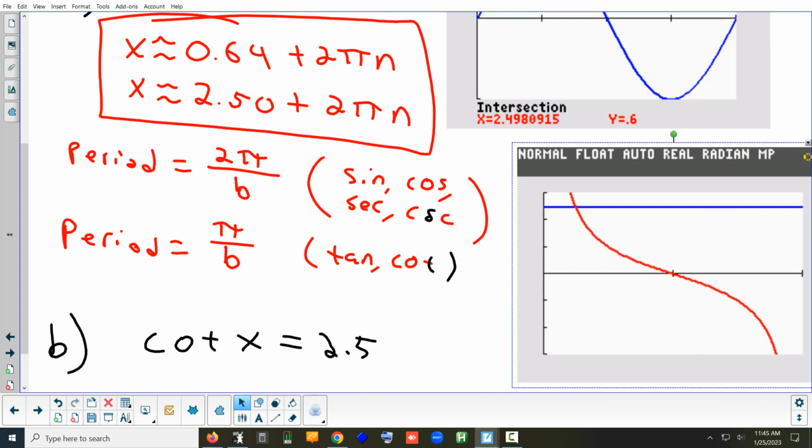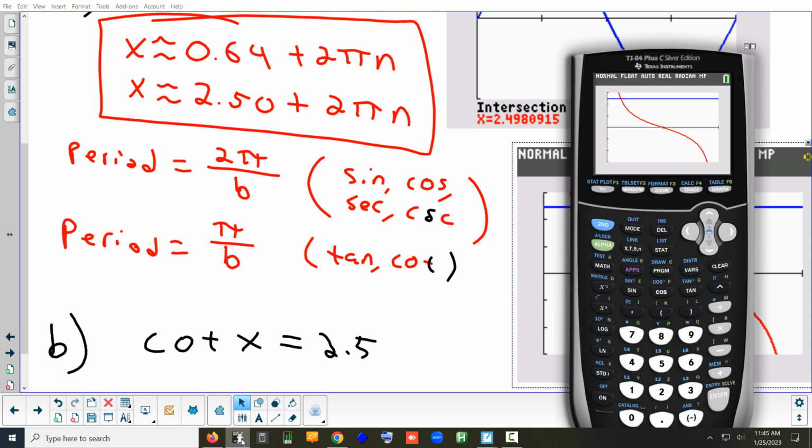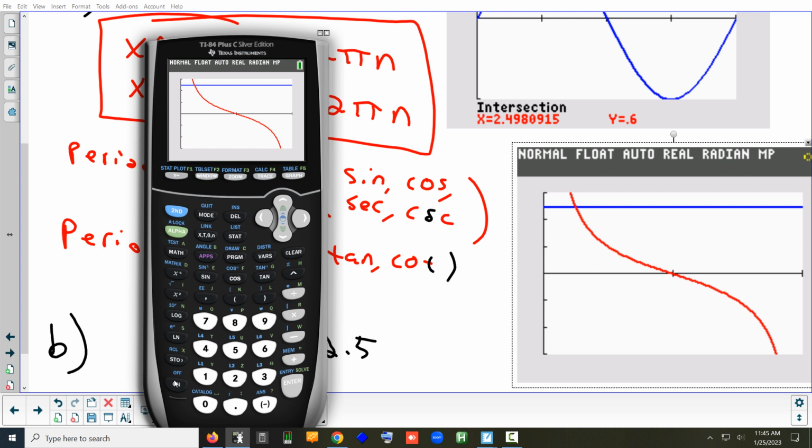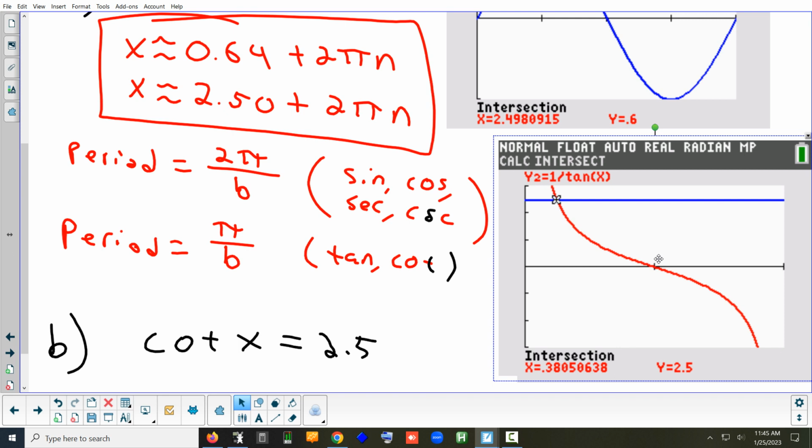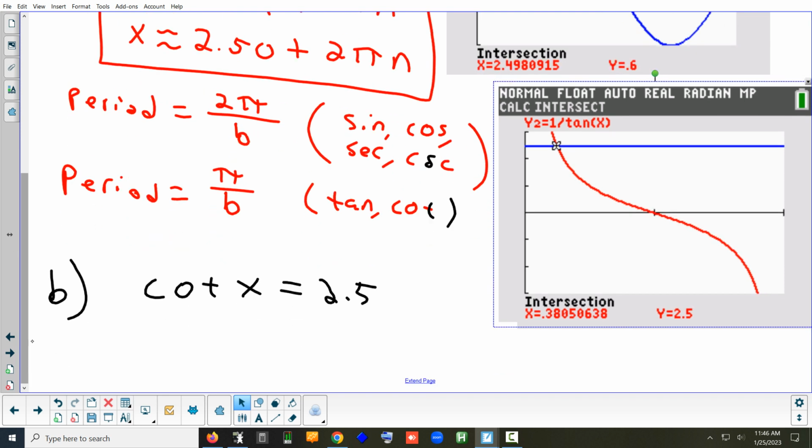So there's your sketch. And how are we going to get that answer? Second calc. Yep. So second calc intersect. And we get 0.38. I'll just put it so you can see it. 0.38. And what do I need on the end of that answer? Plus any multiple of pi. And that will give you the next answer.